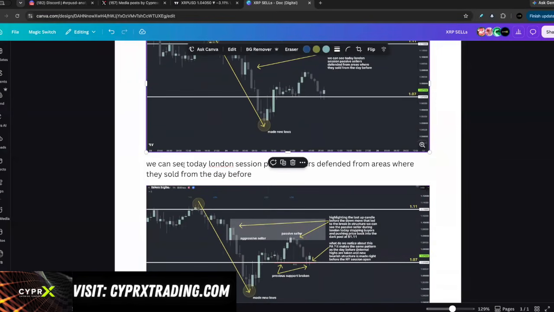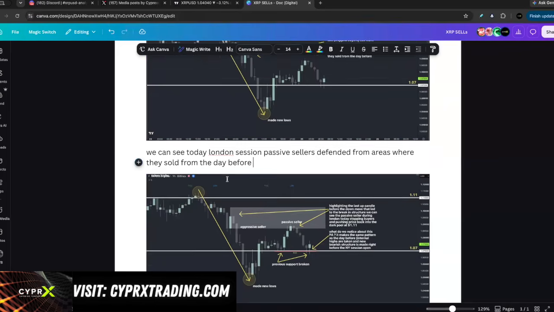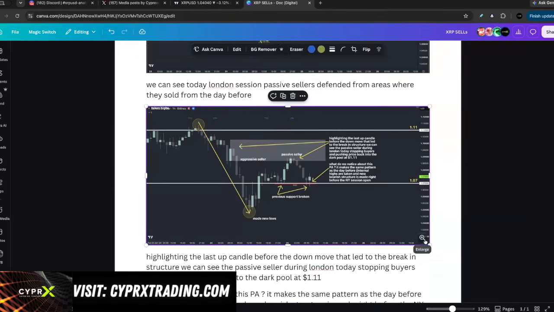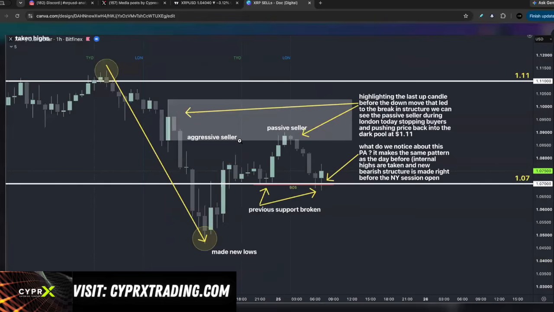So I said we can see today's London session, passive sellers defended from areas where they sold from the day before. Making that a little bit more clear for you all, I said highlighting the last up candle before the down move that led to the break in structure, we can see the passive seller during London today stopping buyers and pushing price back into the dark pool. This is supposed to say $1.07. I'll fix that here in just a second.